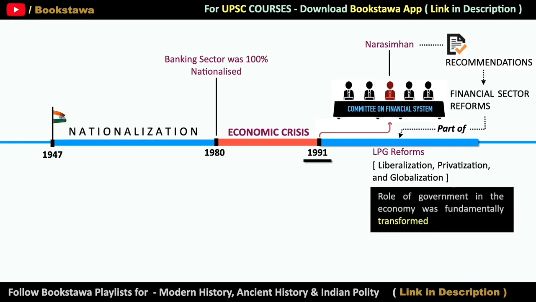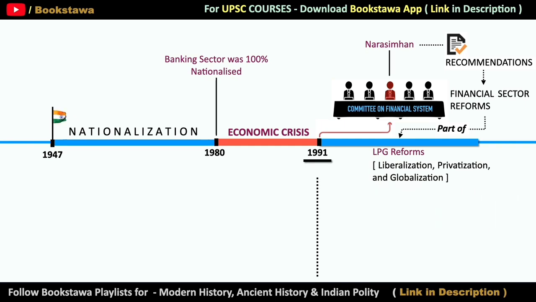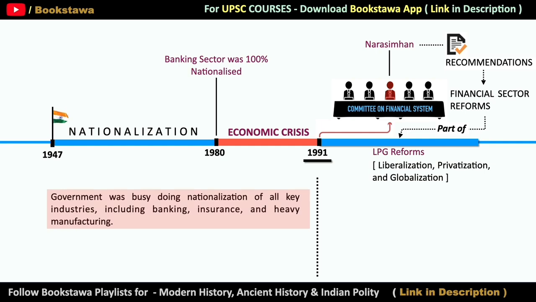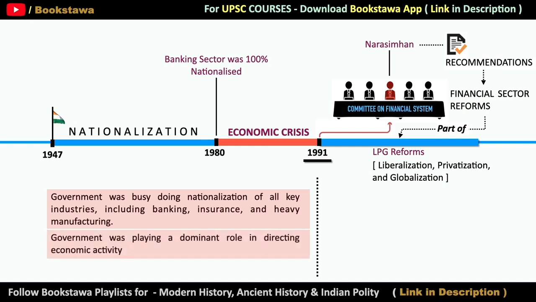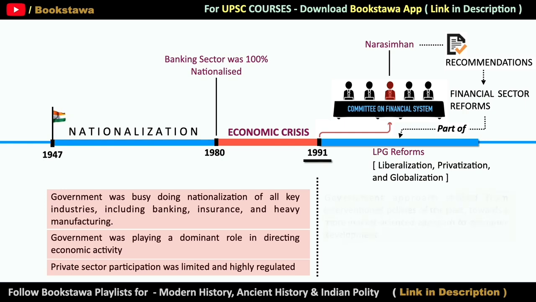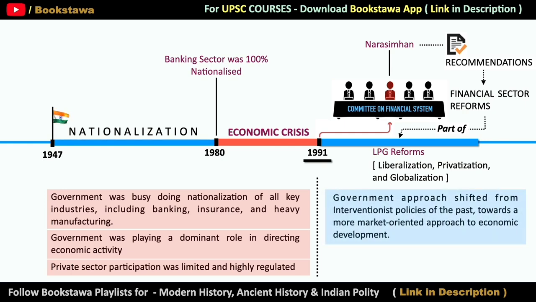This change was so big that you can draw a straight line in front of 1991 and see what was the role of the government of India in our economy before 1991 and what happened after 1991. Before 1991, the government of India was engaged in nationalizing all the key industries of India, be it banking, insurance, or heavy manufacturing. The government was playing a dominant role in directing the economic policies of our country. Kind of government had a monopoly on all the key industries. Private participation was very limited and heavily regulated. And this is because the government of India had created a very complex system for licensing, permits and control of these industries. But after 1991, the approach of the government changed fundamentally.